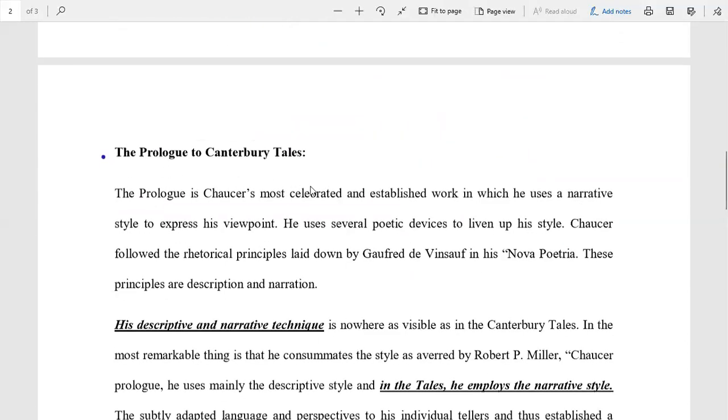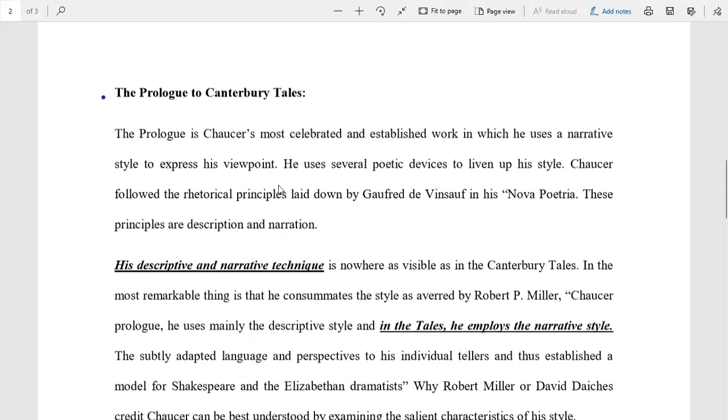Now, discuss this point related to the prologue to Canterbury Tales. The prologue is Chaucer's most celebrated and established work in which he uses a narrative style to express his viewpoint. इसमें कौन सा style उसने अपनाया है? It should be clear कि he has used narrative style. He uses several poetic devices. This point should also be clear. He uses several poetic devices to liven up his style.